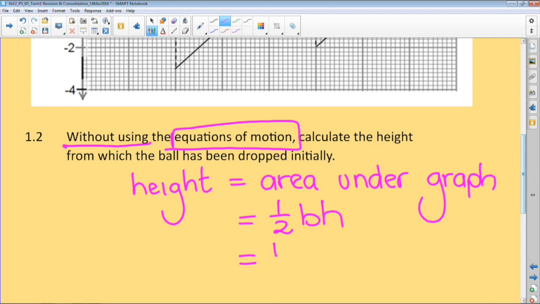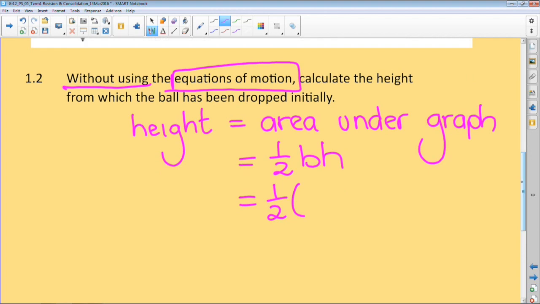So this is going to be a half times 0.4, which was the base, that was the time, and the height was 4, and I would expect you to do this on your calculator. Please don't do it in your head, and please don't feel bad if you can't. It's a half times 0.4, which is 0.2. 0.2 times 4 is 0.8. So it's dropped from a height of 0.8 meters.